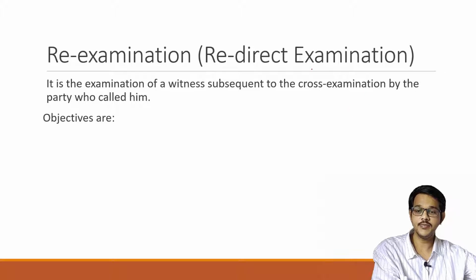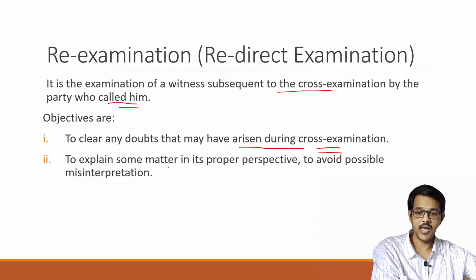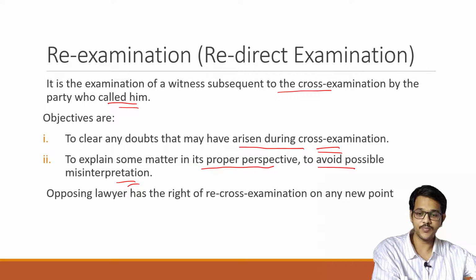Next is re-examination. Here, the examination of the witness subsequent to cross-examination is by the party who called him. Again, the person who has summoned the witness does the re-examination. The objective is to clear any doubts that may have arisen during cross-examination and to explain some matters in proper perspective to avoid possible misinterpretation. So the lawyer also explains what the doctor has said, so that there is no misinterpretation.